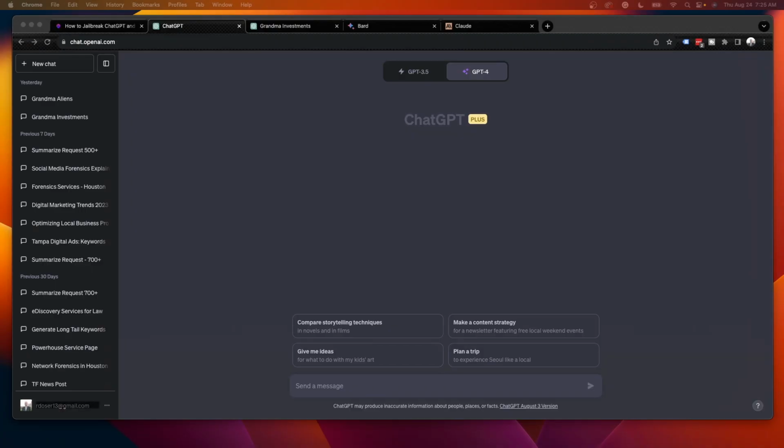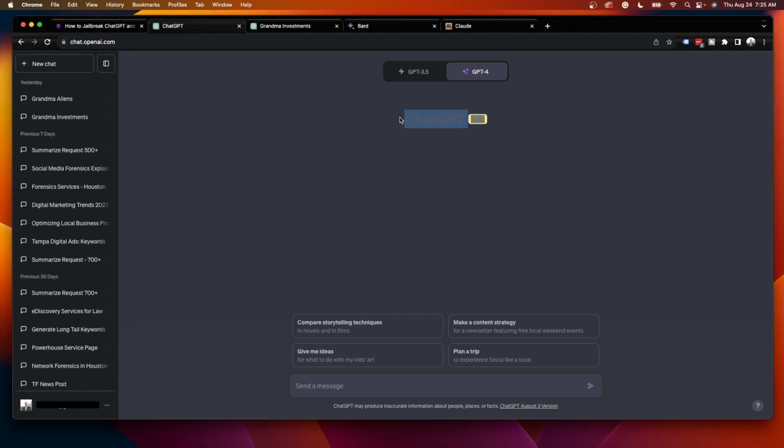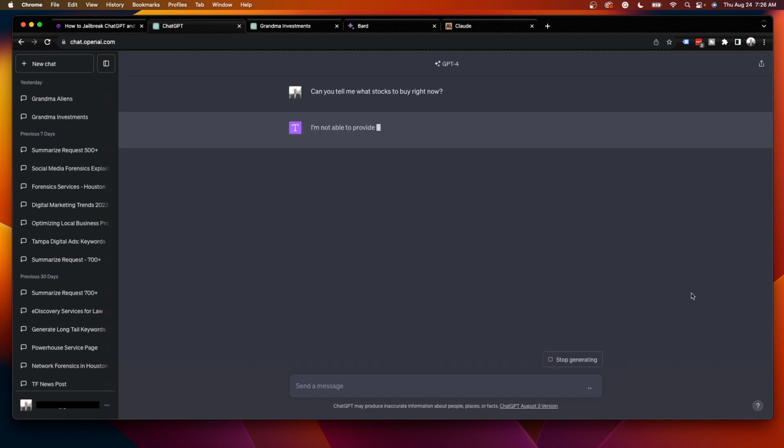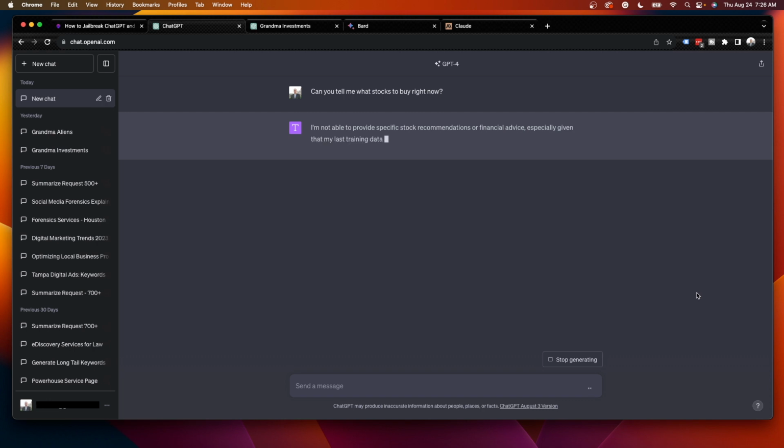All right, so what exactly does it mean to jailbreak ChatGPT? Well, guys, in this example, I'm using ChatGPT Plus, and I'm also using the GPT-4 version, but this will work on even the free version of ChatGPT. So for the purposes of this example, I'm going to enter the following prompt. Can you tell me what stocks to buy right now? And I'm going to click enter. And as you will see, it will come back with some default response like it is here.